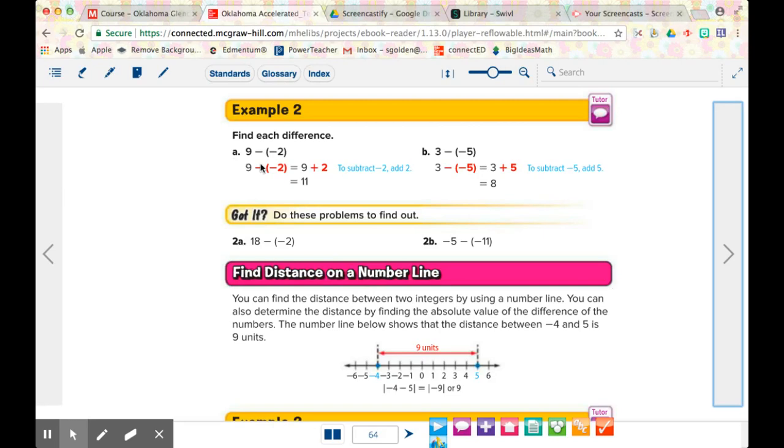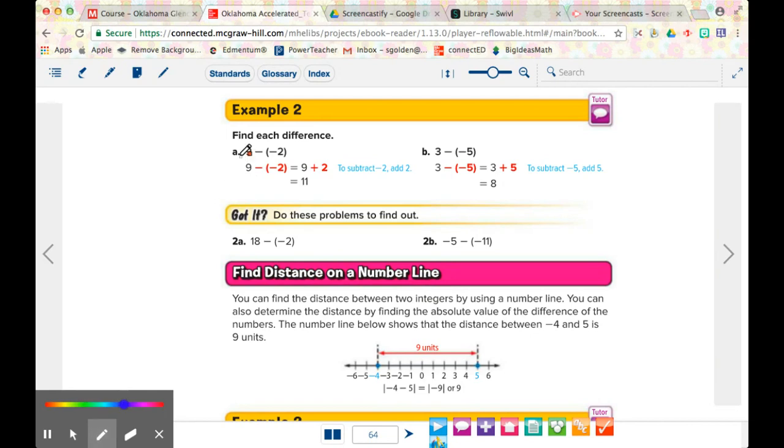Okay, so for example 2, we're finding the difference. So on A, we have 9 minus negative 2. So we keep, change, and it becomes 9 plus 2. And then we just add that to get 11. So on example B, we do the same thing. We change the sign, add a line, whichever one you like to use to remember it. And so then it just becomes 3 plus 5, which is 8.